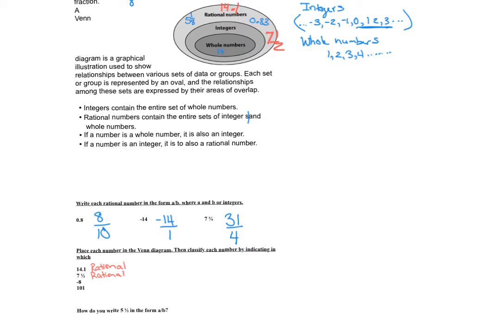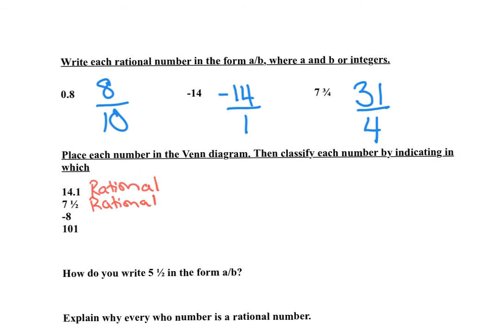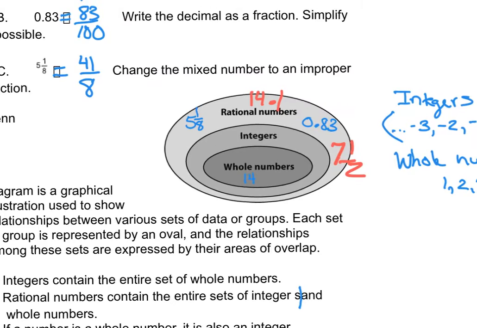How about -8? Where am I going to place the -8? It's an integer. It means it's also what? Not a whole number. It's rational. Whole numbers have to be positive, okay? So -8 is going to go right in with these integers.